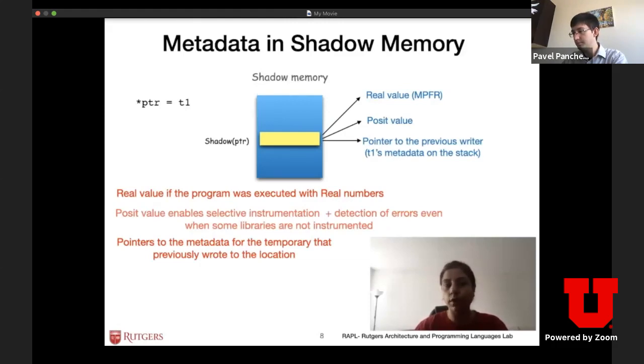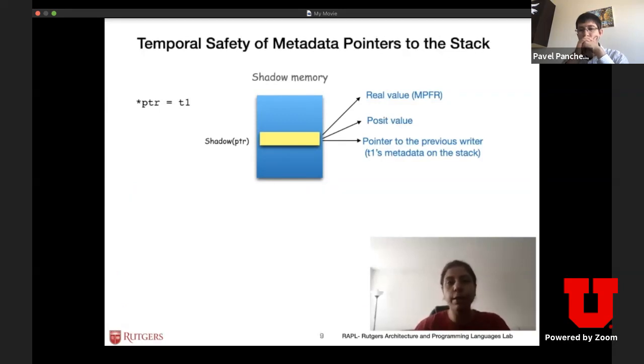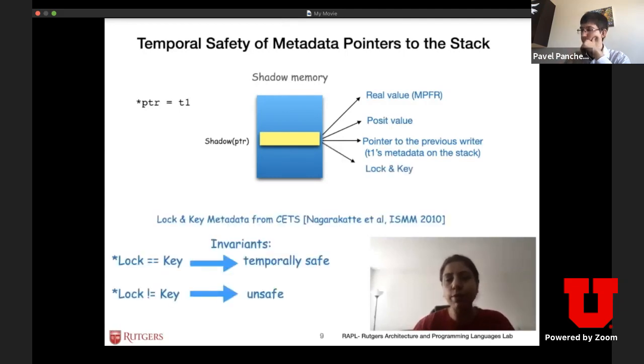But there is one problem. What if the stack frame is deallocated? Then the pointer to the temporary in the shadow memory metadata is a dangling pointer, and we need to check if it is safe to access this pointer. That means we need to ensure temporal safety of all pointers in the metadata space. We use the idea of lock and key from SoftBound and CETS proposed by Nagarakatte et al. The invariant maintained here is that lock and key will match as long as the pointer is safe to access. For more details, please check our paper.